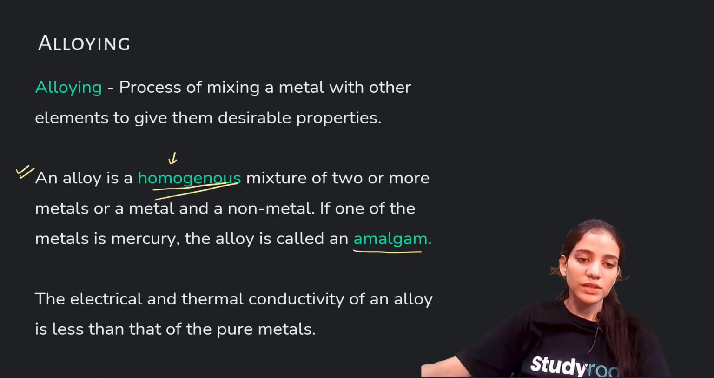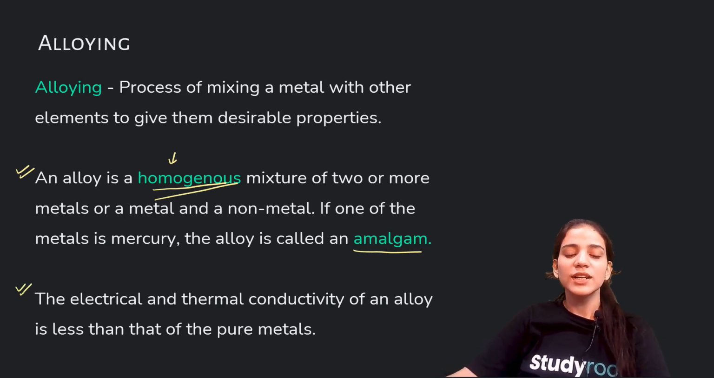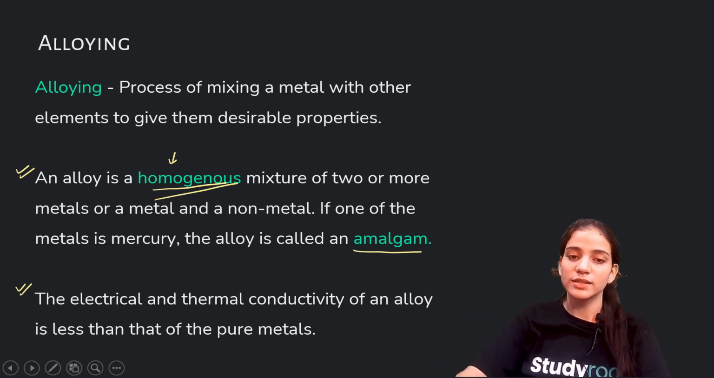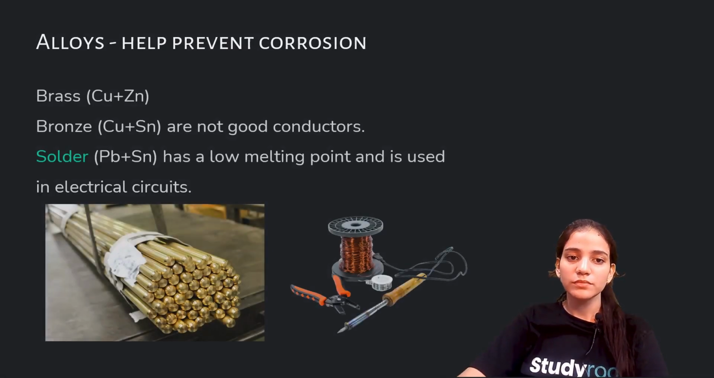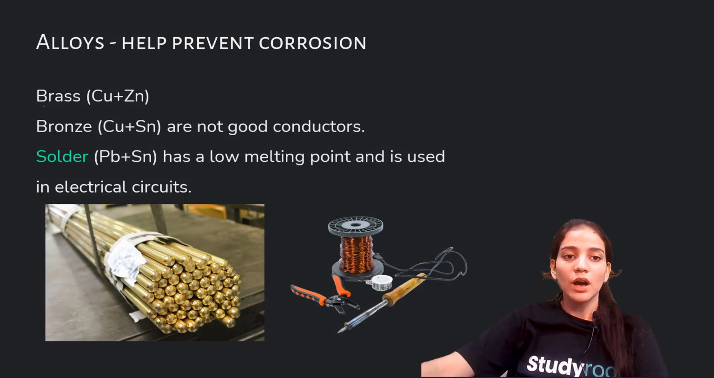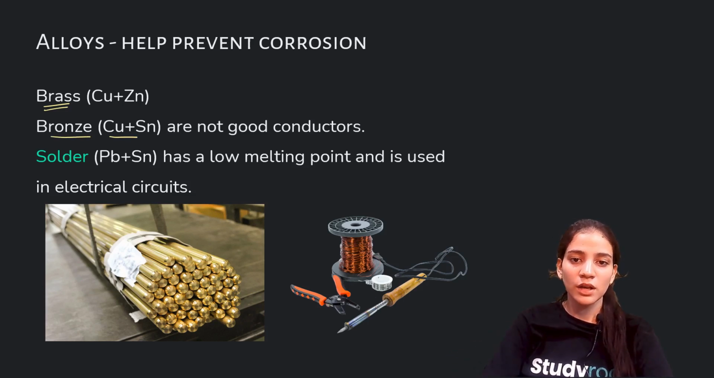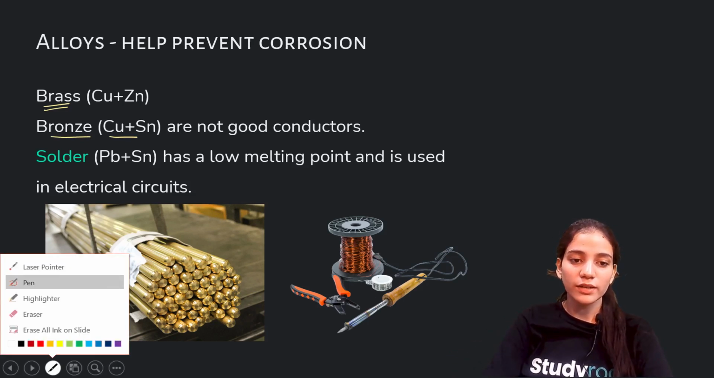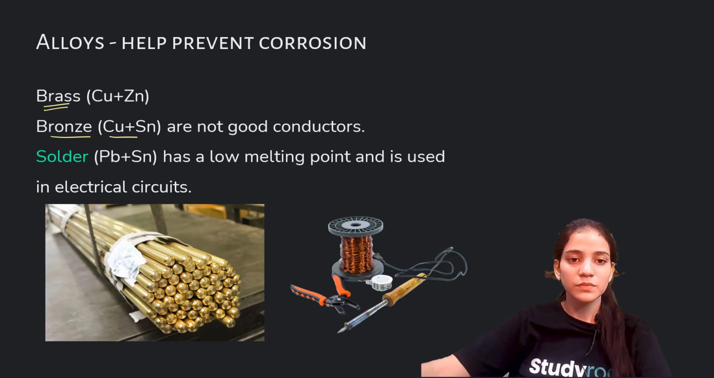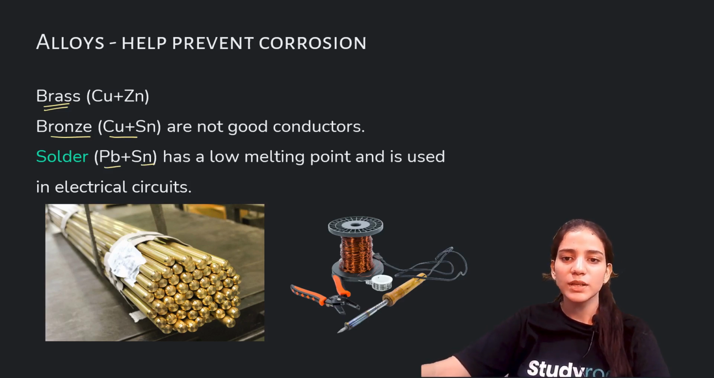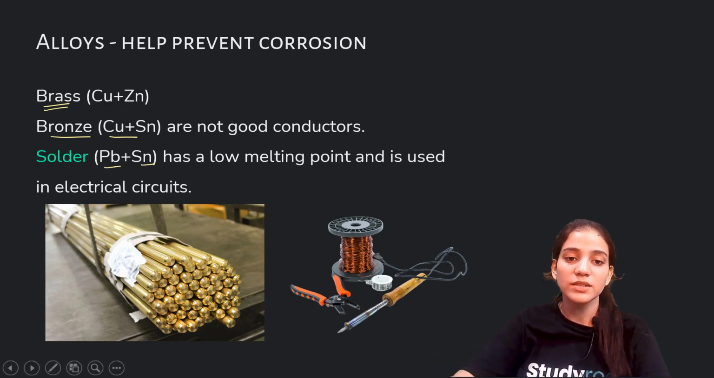So here is one of the properties of alloys. The electrical and thermal conductivity of an alloy is less than that of the pure metals. Even alloys help prevent corrosion. Brass is an alloy of copper and zinc. Bronze is a mixture of copper and tin, and they are not very good conductors, whereas solder is a mixture of lead and tin, and it has a low melting point and is used in electrical circuits.